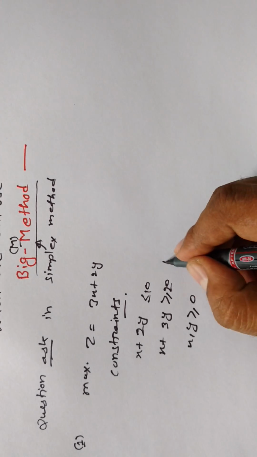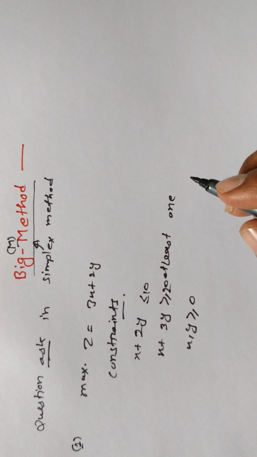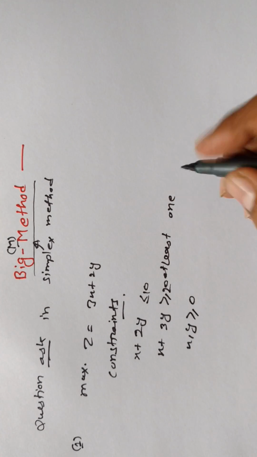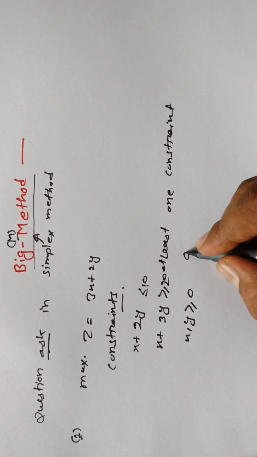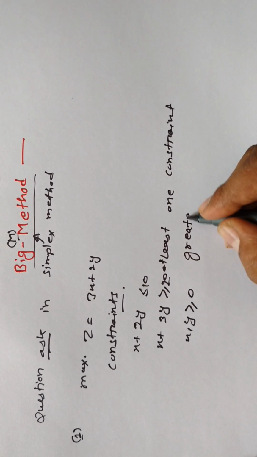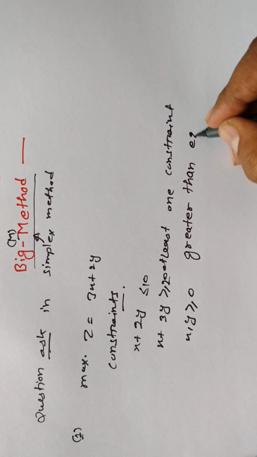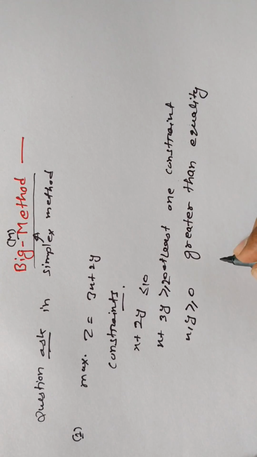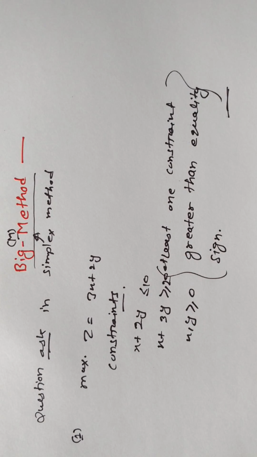if there is at least one constraint with a greater than or equal to sign. If this condition is applicable, then only we can use BM method. At least one, there could be two or three, doesn't matter.